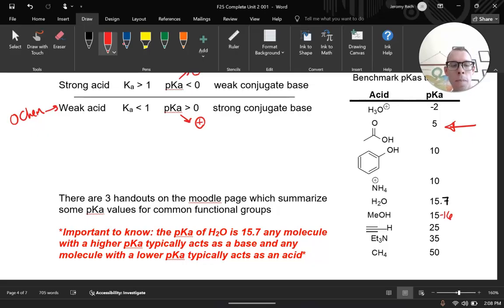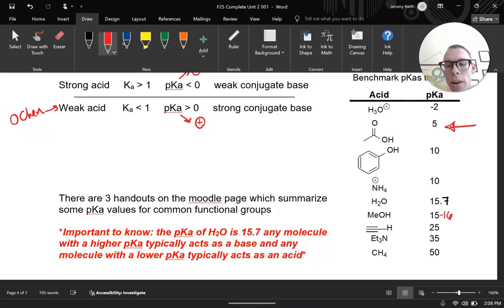Now, often we're going to be comparing stuff to water, and water is a decent solvent. It exists everywhere, and generally, if you have a pKa that is lower than that of water, water is going to be the base, and you're going to be the acid. If you have a pKa that's higher than water, then water is probably going to be the acid, and you're going to be the base. So that benchmark around 16 will give you a decent hint as to whether you'll be an acid or base in most cases.